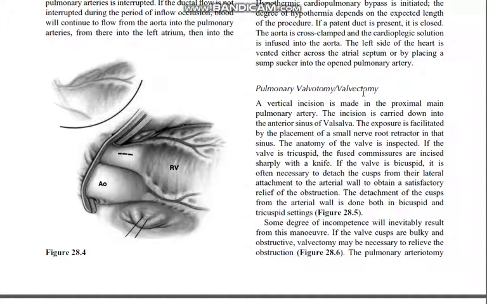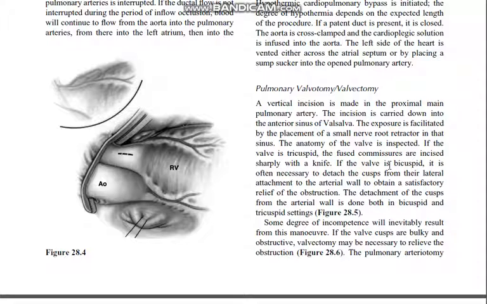Pulmonary valvotomy, valvectomy. A vertical incision is made in the proximal main pulmonary artery. The incision is carried down into the anterior sinus of Valsalva. The exposure is facilitated by the placement of a small nerve root retractor in that sinus. The anatomy of the valve is inspected. If the valve is tricuspid, the fused commissures are incised sharply with a knife.